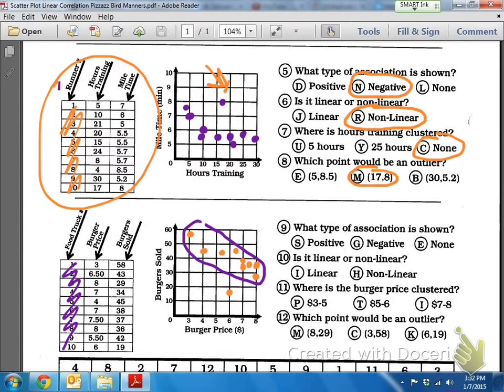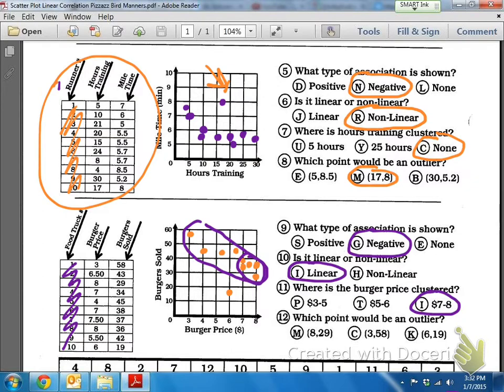Looking from left to right, is it positive, negative, or none? Looks like it's going down, so it's negative. All right, is it linear or non-linear? Again, I was able to make a pretty good circle around it with no weirdness, so that's going to be a linear representation. Where are the burgers clustered? Is there a particular cluster where more burgers are being sold? Well, it looks like it's right here, that big cluster between $7 and $8.